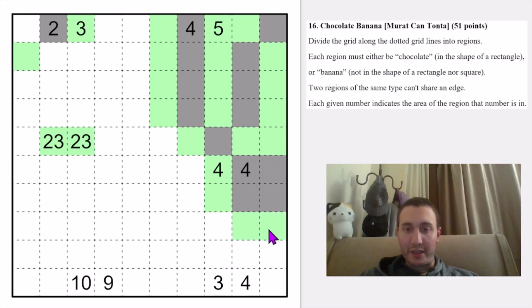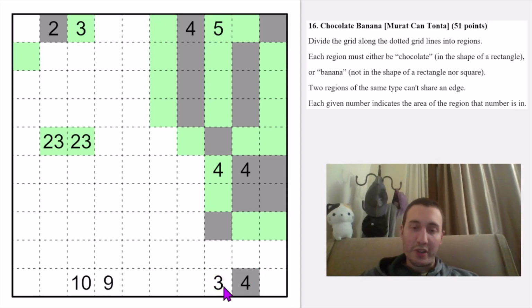So this is the correct version. Now this 4 is too small to be able to connect like so. There's a chocolate here. Now these two are different values. They are of opposite colors. So it's either like this or like this.